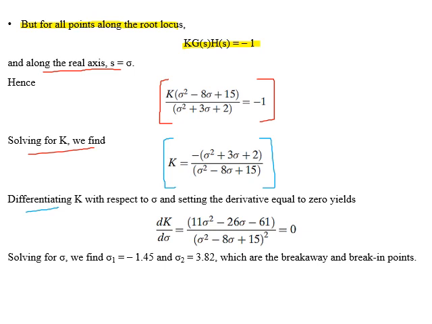Now we will differentiate the relation of gain k with respect to sigma and set the derivative equal to 0 to find the breakaway or break-in point. After solving the differential equal to 0, we obtain sigma 1 equals 1.45 and sigma 2 equals 3.82. Both these points lie on the root locus segment. So these are our breakaway or break-in points respectively.